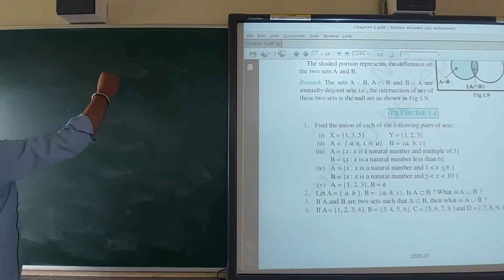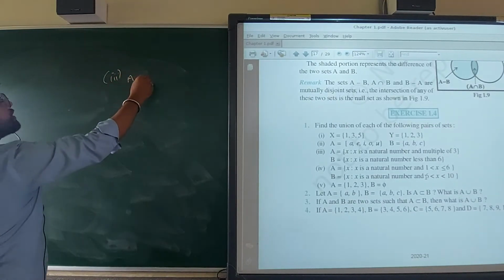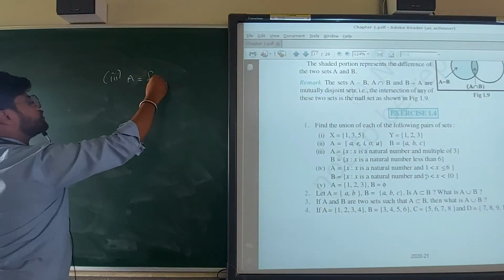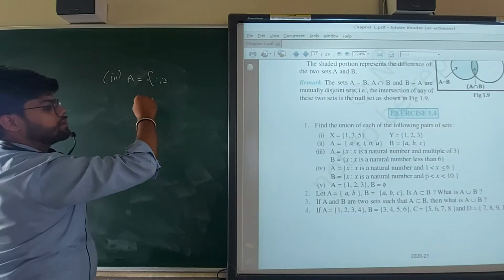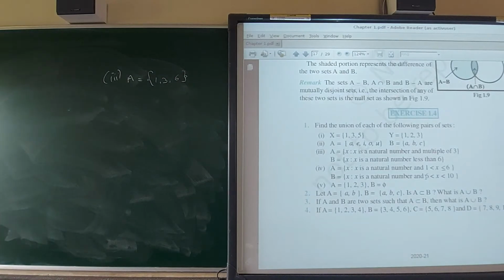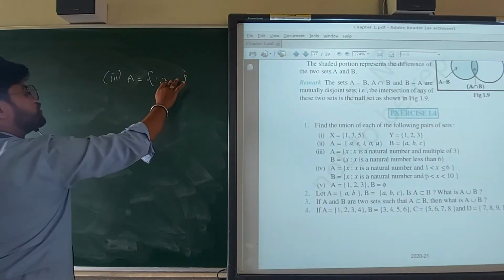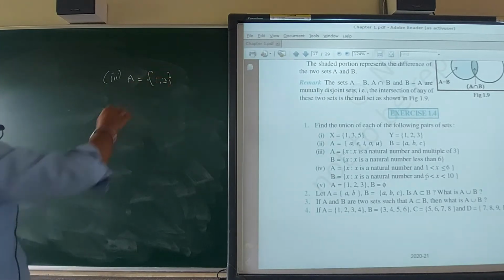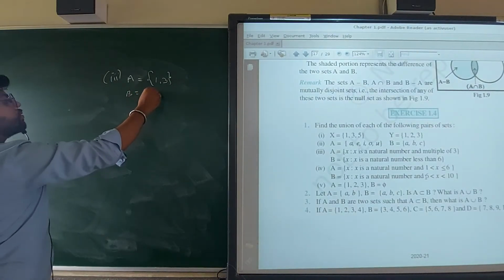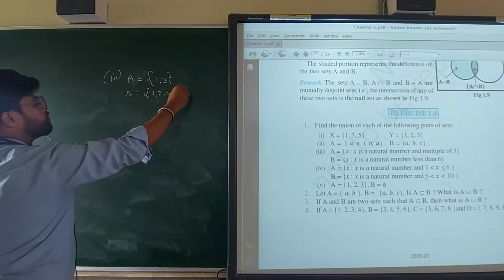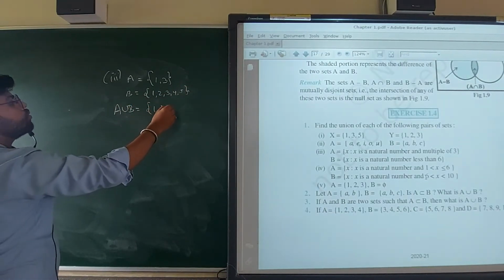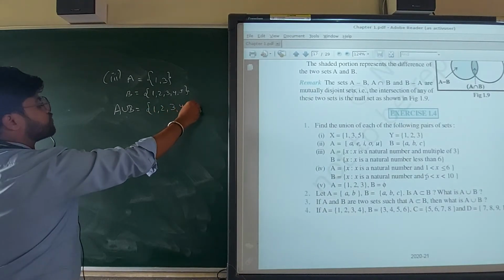Third part. A is the set of natural numbers that are multiples of 3, meaning 3, 6, and so on. Natural number multiples of 3 less than 6: 3 only, not 6. And the natural numbers less than 6 are 1, 2, 3, 4, 5. So A union B is 1, 2, 3, 4, 5.